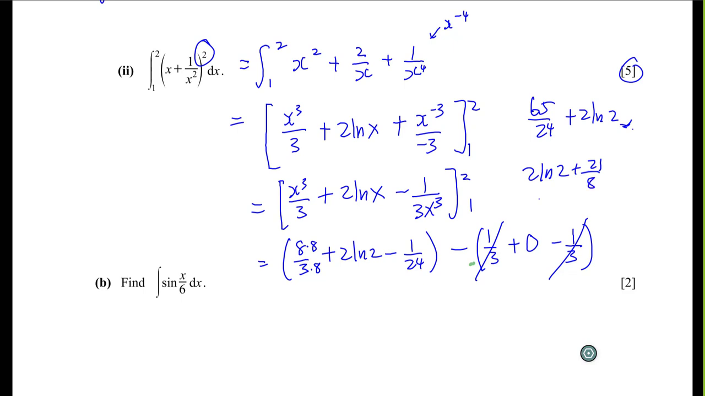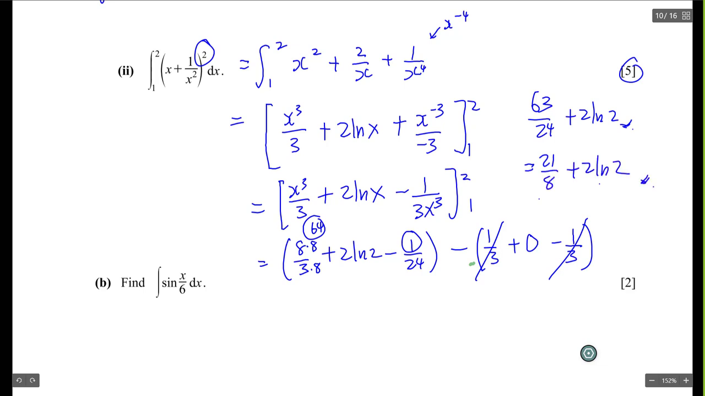Yeah, 21 over 8, if I multiply by 3, this one should be 63, not 65. Oh, what happened to my math? Because this is 64, right? This is 64 minus 1. So it's 63. Yeah, my answer is correct, I'm just not sure why I thought of 66. So this is 21 over 8 plus 2 ln 2. Yeah, 8 squared is 64, not 66.